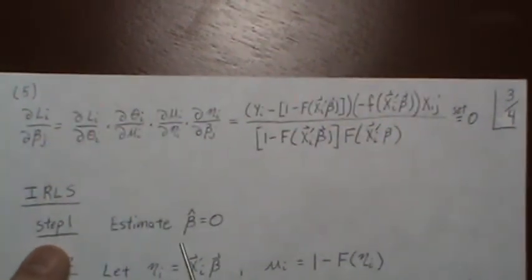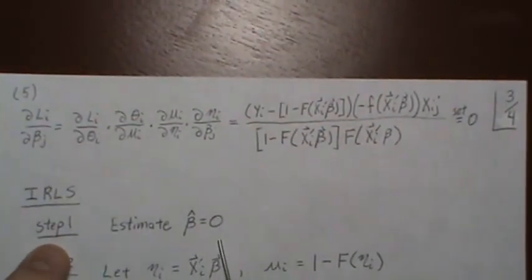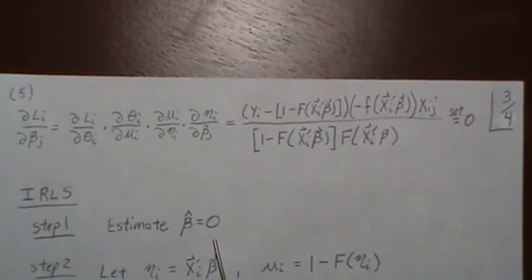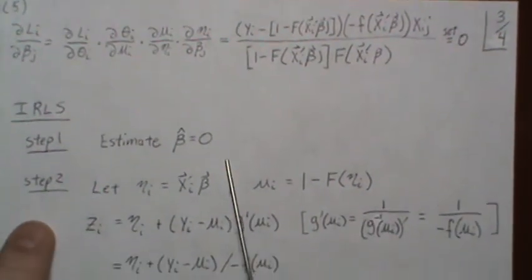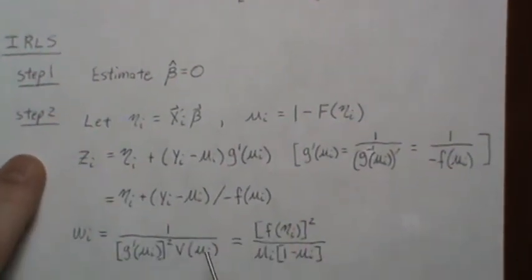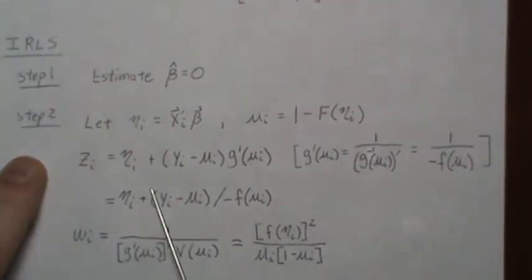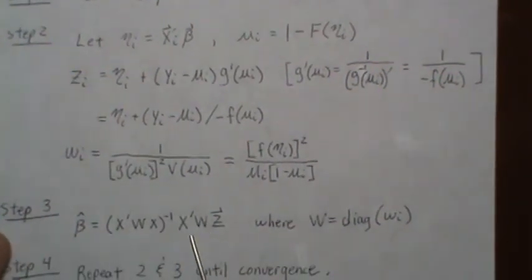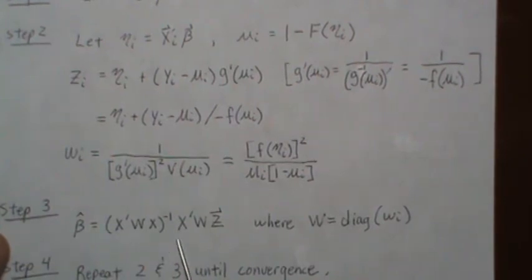So step 1 is to estimate the betas to just be 0. We have to pick some value, so make them 0. Now step 2 is we have to come up with values so we can run this weighted least squares regression and find beta hat.